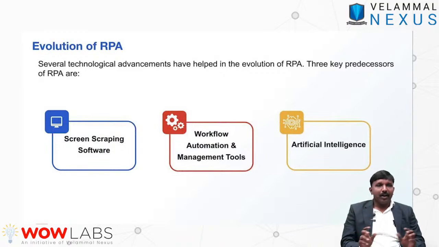And now RPA involves all these three: screen scraping, workflow automation tools, and artificial intelligence. All these three are together now in one software, which is the RPA tool. There are plenty of RPA tools available in the market. I will tell you in the later part of the video. So this is how the evolution of RPA came into the picture.